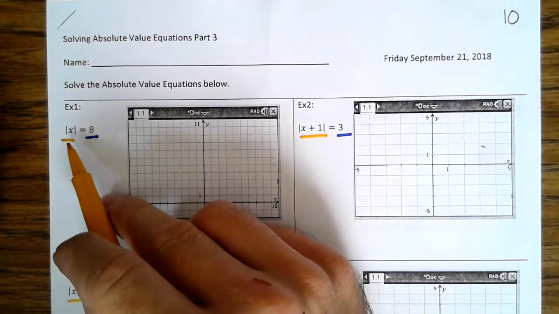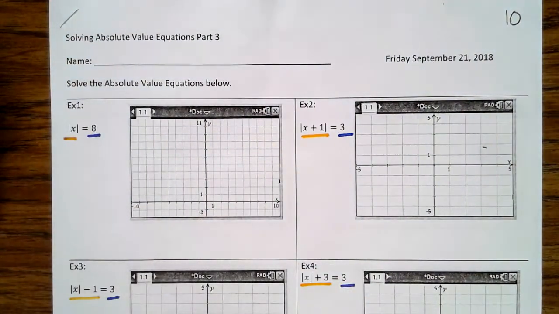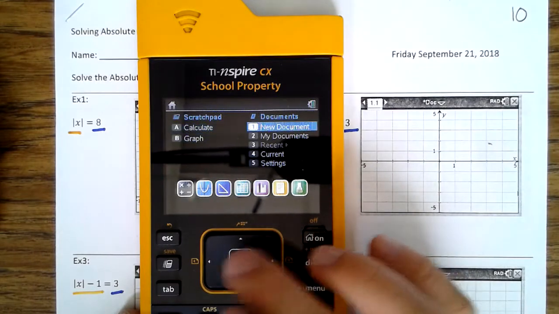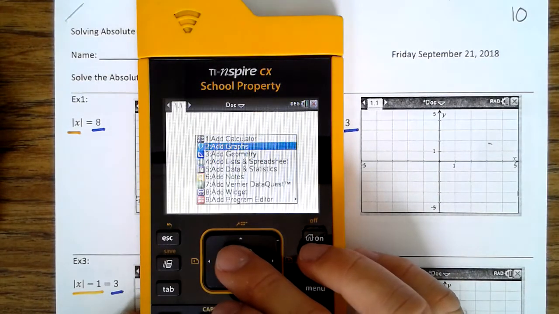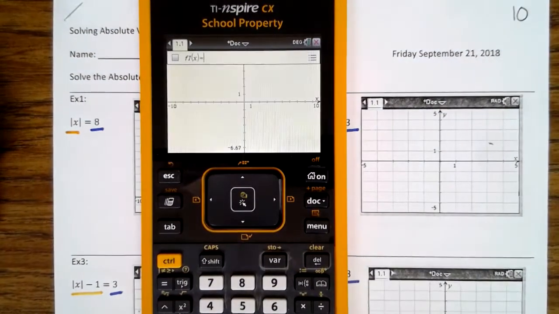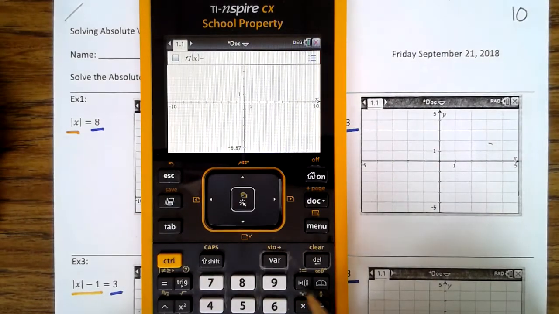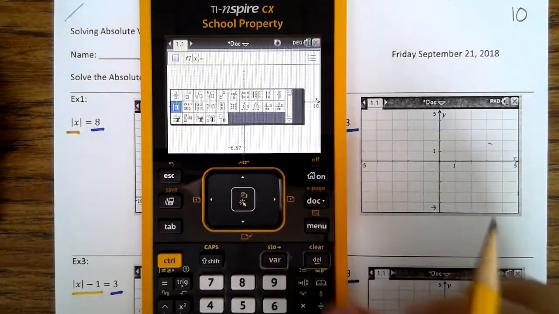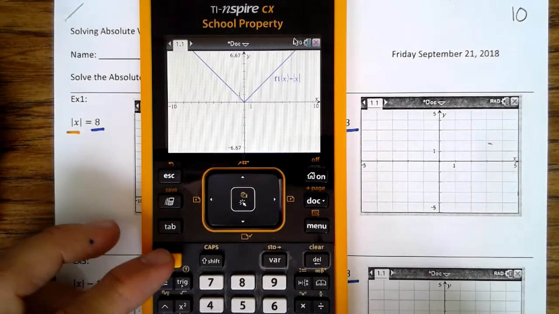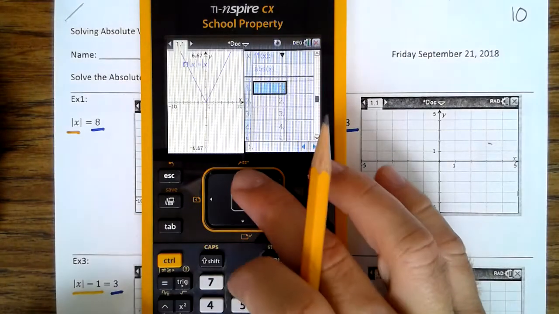So to graph the absolute value of x, you could easily use your calculator. And to do that, you go to New Document, Add Graph. The absolute value button is right here. Okay, the absolute value right in here. And then you put x, press enter, Control T, and then you have your points.